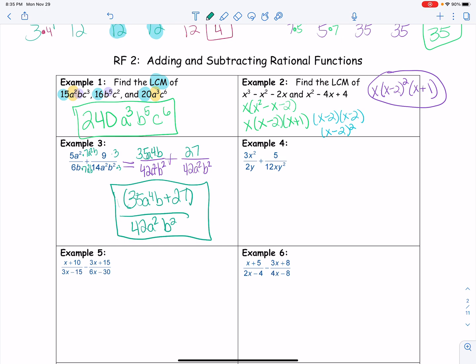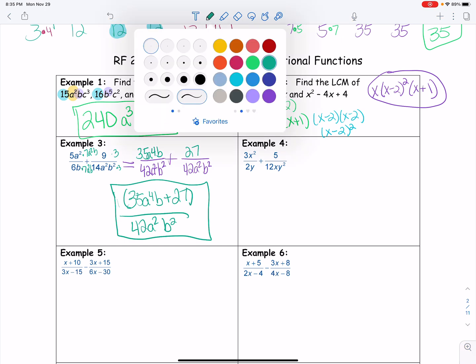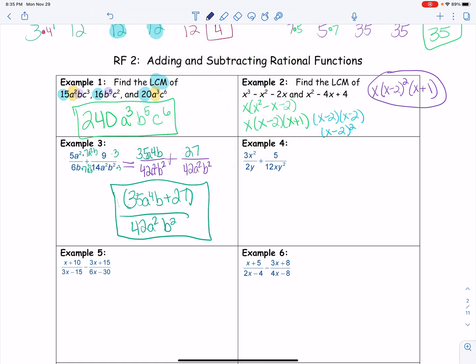There's nothing to simplify. Okay, so what I would like you to do right now, I would like you to pause and try example 4 on your own. Okay, it's in your notes. You can watch me do it, but if you don't try it and see where you messed up, you're not going to understand this. So pause. Try it.